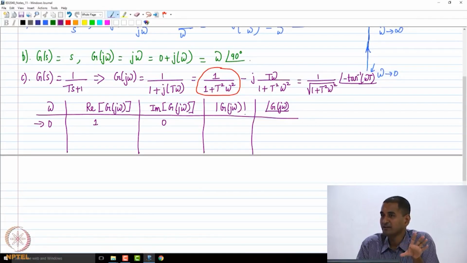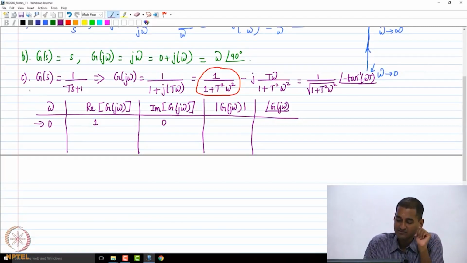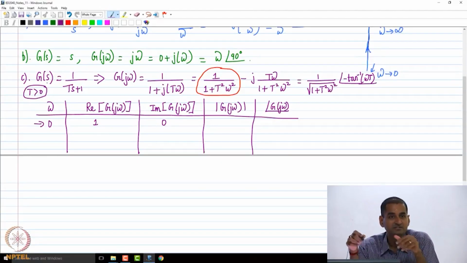So, in the complex plane, in which quadrant is this Nyquist plot going to lie? You can see that for all omega between 0 and infinity, because capital T, of course, we take to be greater than 0 for this discussion, you can immediately observe that the real part is always non-negative, and the imaginary part is always non-positive, for all values of omega between 0 and infinity.